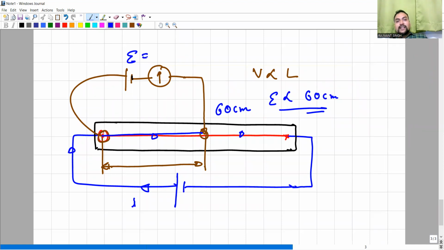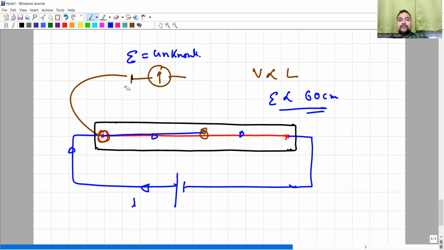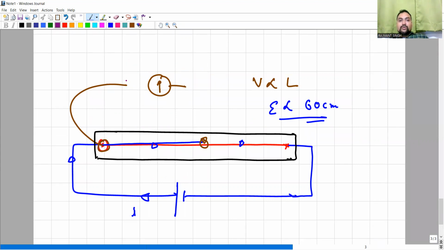Now, mind it, this EMF was unknown. Remember, we discussed the known and unknown EMF. This was our unknown EMF. Then you perform the same thing again, but this time you change the cell. You put a new cell here, and this cell is a known cell.